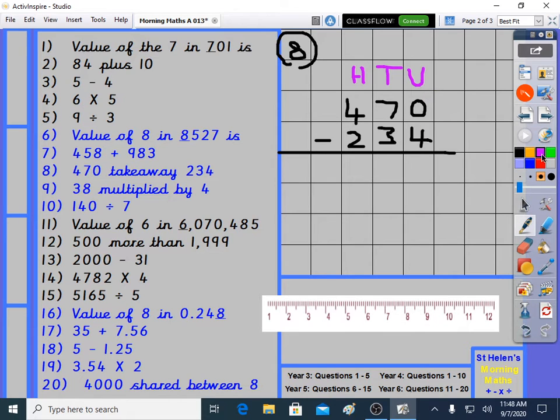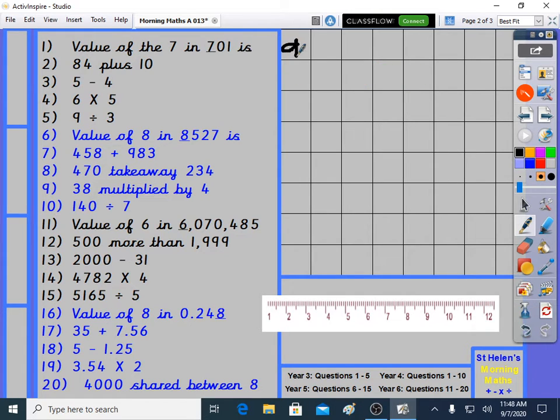0 take away 4 we can't do. Let's get some help from next door. 7 goes down to a 6. Lends a 1. 10 take away 4 is 6. 6 take away 3 is 3. 4 take away 2 is 2. 236. Just checking that. I'm happy with that. And we can go on to question 9.